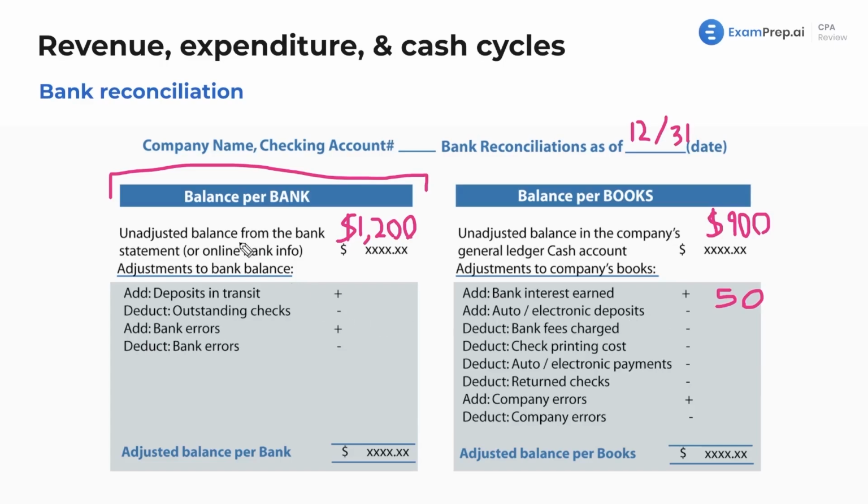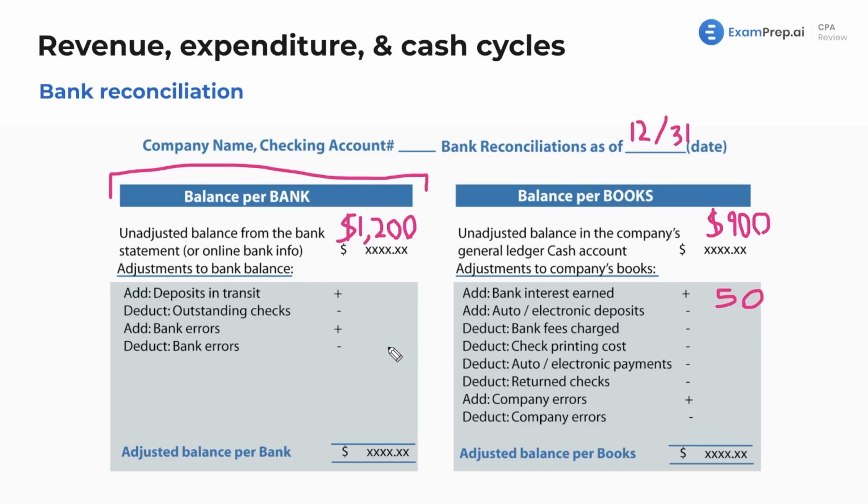And this is the mentality you want to have when you're thinking about a bank reconciliation: what does the bank not know about, and what do the books not know about? Well, let's say it's 12/31, right? It's the last day of the year and you receive a check. So on the books, you record that check, right?